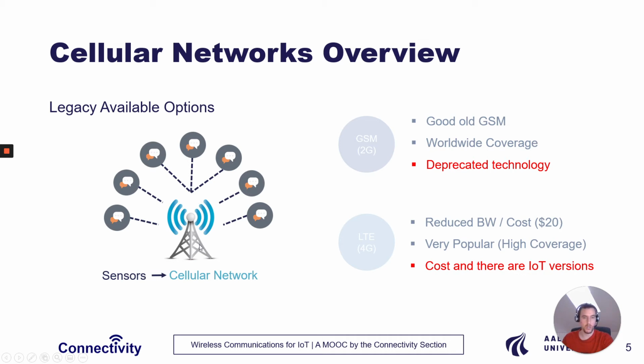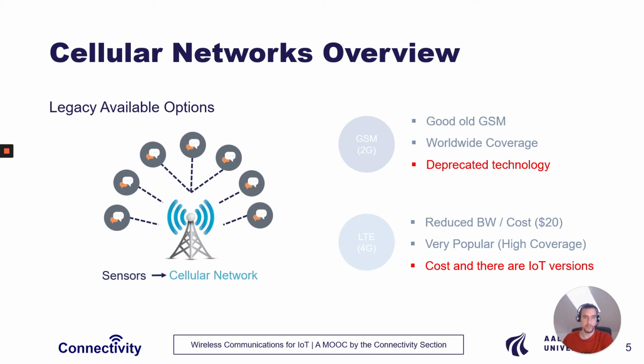And within the cellular networks, we need to make a distinction between the legacy options. This is what has been there for many years. For example, GSM, the good old GSM, worldwide coverage, extremely popular technology, probably one of the most popular technologies in the entire world. But we need to take into account that this technology is very old. So it's actually a deprecated technology. Mobile operators are trying to shut down their GSM networks. So probably it's not the best decision to try to use GSM today, because you know that it might not be there in a few years from now. But in some countries, it's still very popular.